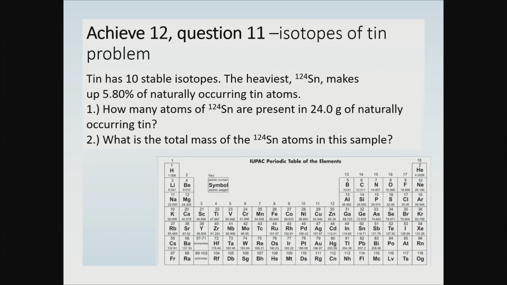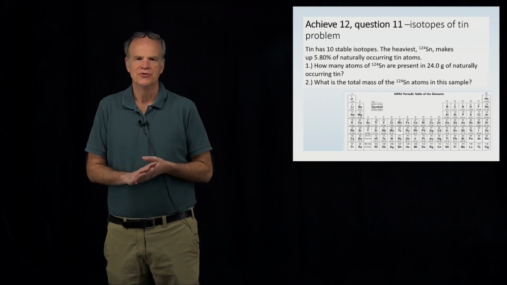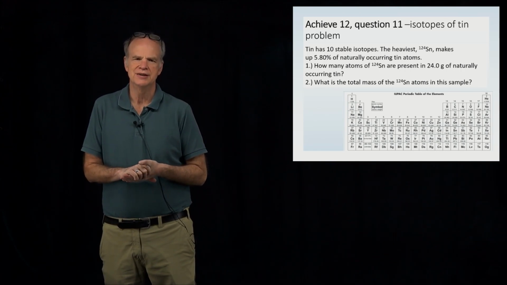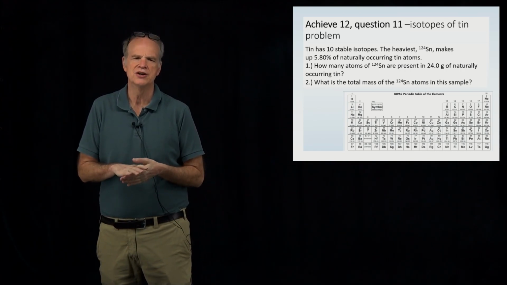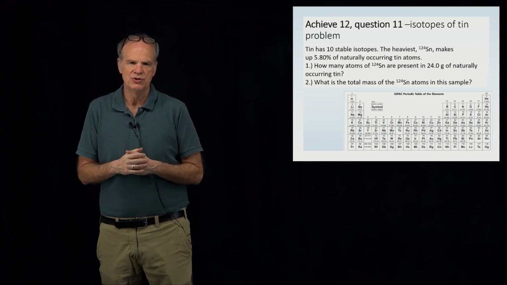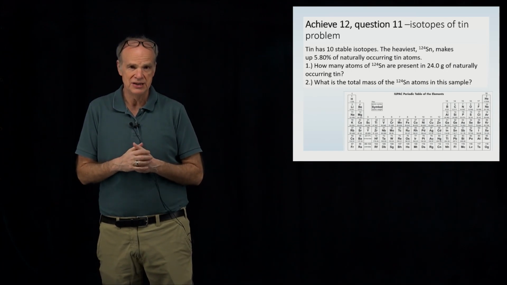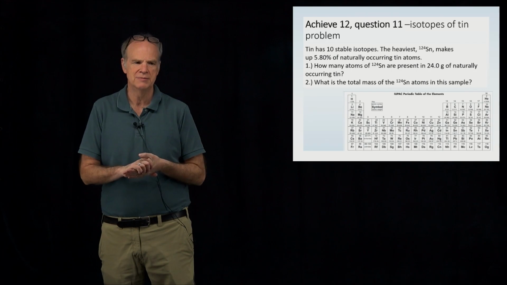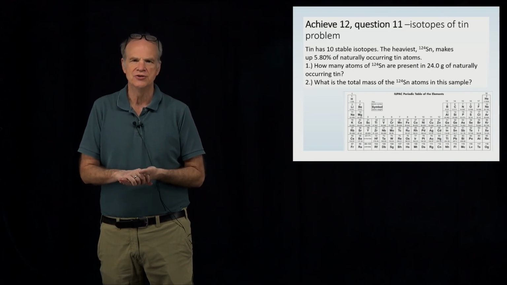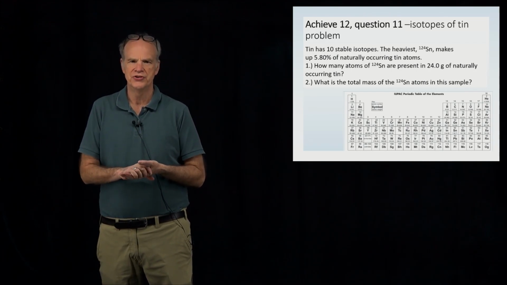Okay, if I can lower the slide. So this is a bit of a difficult problem, and one issue here is that they didn't really give you all the information that you need to solve the problem. And so one big issue here is understanding what the 5.80% means.